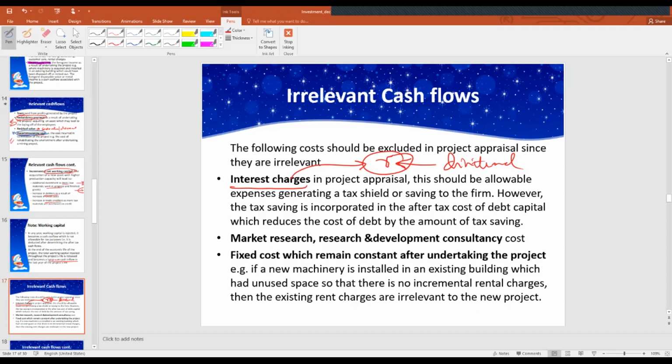Which means, in case you subtract the interest from the cash flows of the project, you are double counting. Why? Because all the different returns to the capital providers are taken into account by the discount rate, the R, the rate you shall be using when you get the present value of cash flow. Therefore, do not subtract it from the cash flows of the project. Why? They're taken care of through the discount rate.